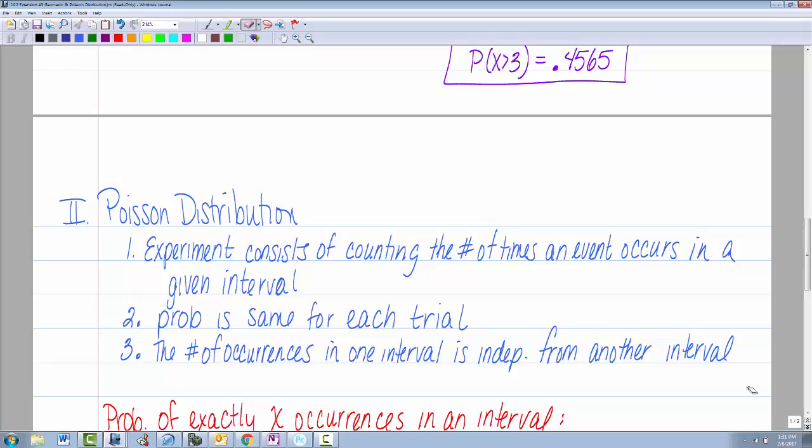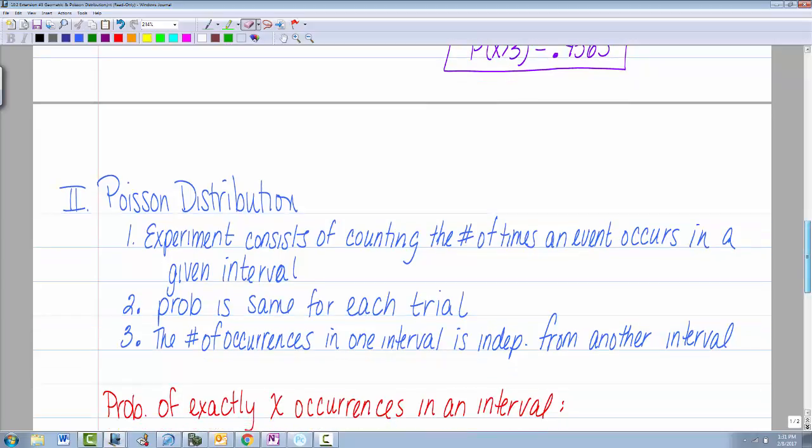Probability is the same for each trial. That means things don't change as you check from one event to the next. The number of occurrences in one interval is independent. There's that independent thing. That means one check doesn't affect the other. We'll talk about independence in section 10.3 more thoroughly.